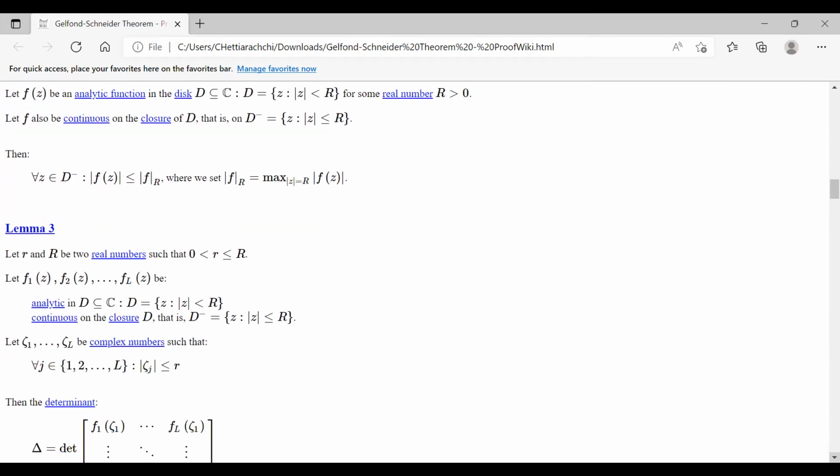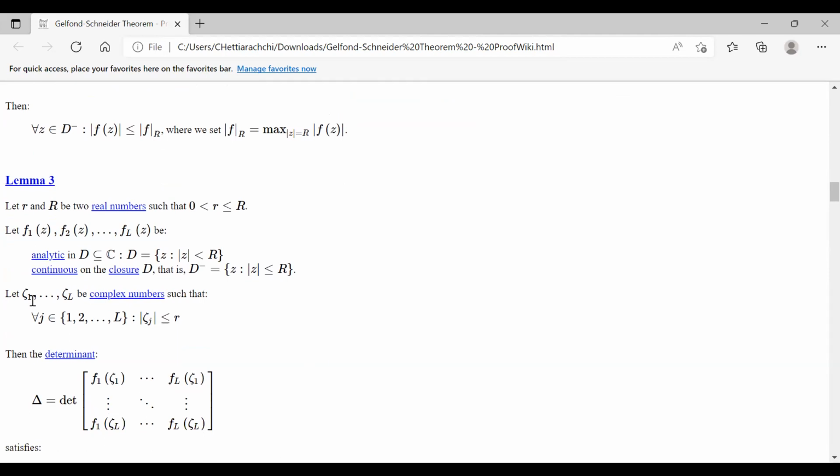And the third lemma: let r and R be two real numbers such that small r is less than or equal to capital R. And moreover, we have L analytic functions, each one is analytic in the open circle with radius R and continuous on the closure of the circle with radius R. And then we choose theta 1 up to theta L to be complex numbers such that each theta i is less than or equal to r.